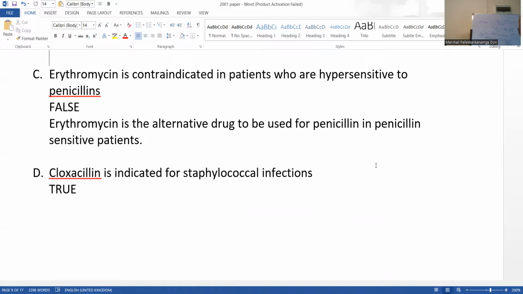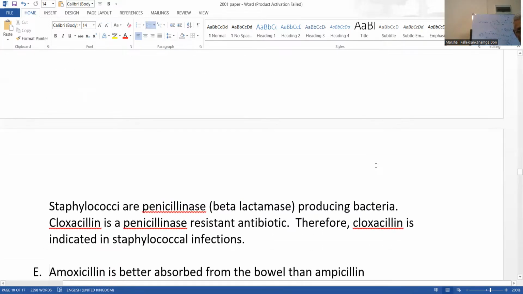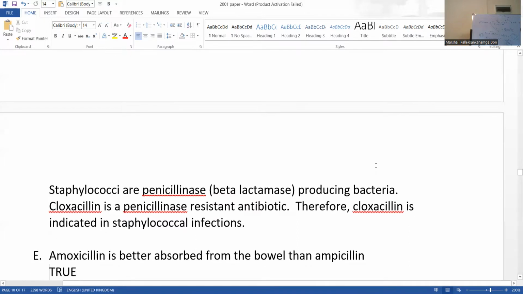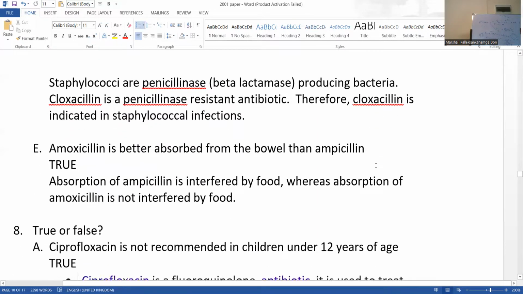D: Flucloxacillin is indicated for staphylococcal infections. That is true because flucloxacillin is resistant to penicillinase, beta-lactamase. Penicillinase and beta-lactamase are the same. Staphylococcus normally produces beta-lactamase. So cloxacillin is given because cloxacillin can resist beta-lactamase action.